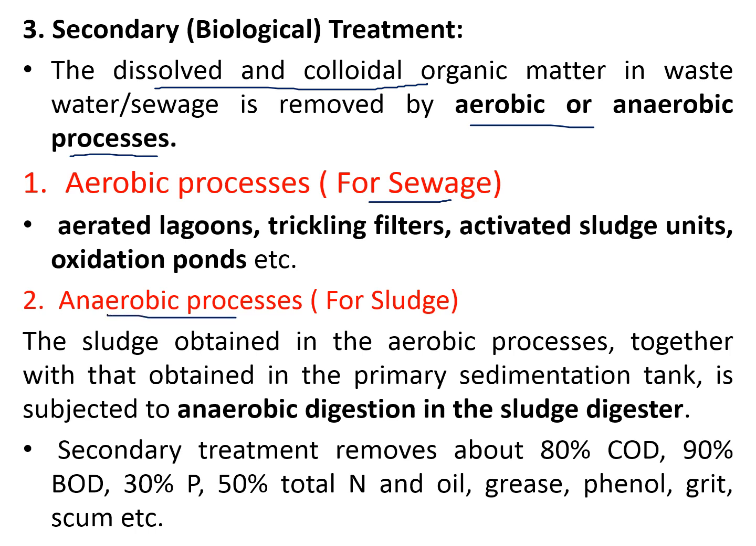Next is the anaerobic process. The anaerobic process is in the absence of oxygen, and generally whatever settles down under the force of gravity in the primary sedimentation tank or secondary sedimentation tank, which is generally provided after your aeration unit or the biological unit, both are to be collected, which is called sludge, and it has to be supplied to the anaerobic digester. So in the secondary treatment, generally it may remove 80% of COD, 90% of BOD, 30% of P, 50% of nitrogen, and oil, grease, phenol, grit, scum, etc.